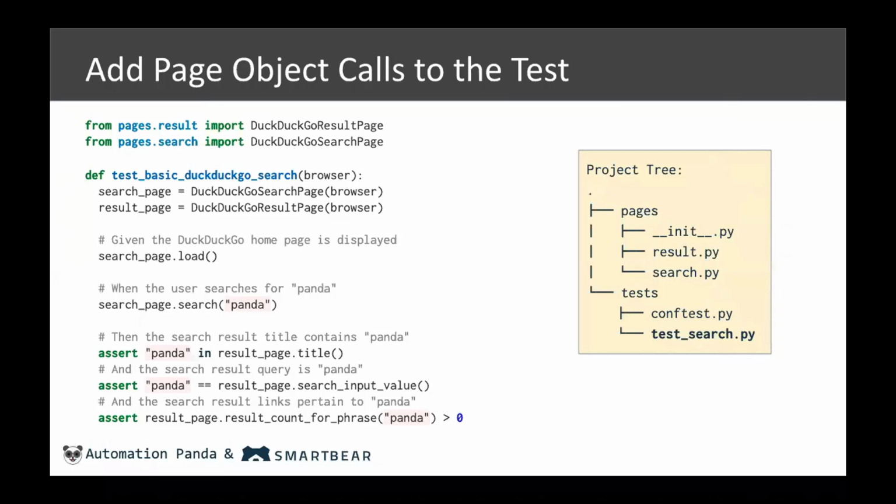My 3 assertions, then the search result title contains Panda. I'm going to make a plain old assert call that the string Panda is in my results page.title. The next one, I'm going to make sure that my search phrase Panda is equal to the results page search input value. And finally, the last one, I'm going to assert that my results page result count for the phrase Panda, meaning the number of links on the page that contain that phrase, is greater than 0. I'm simply making sure that I got some links back that were appropriate.